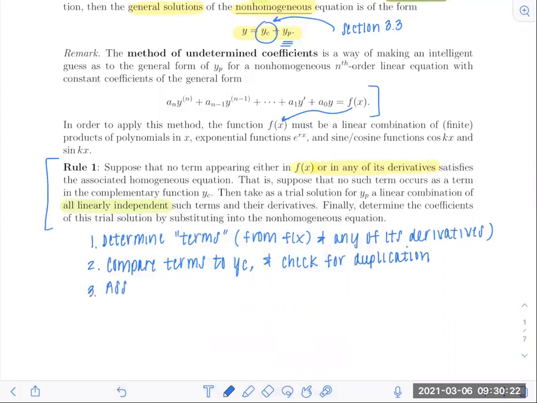So assuming no duplication, check for linear independence. You could just do that quickly by using the Wronskian as we discussed in the previous sections. And then finally, for your intelligent guess for yp, your particular solution, you're just going to take a linear combination of all of those linearly independent terms.